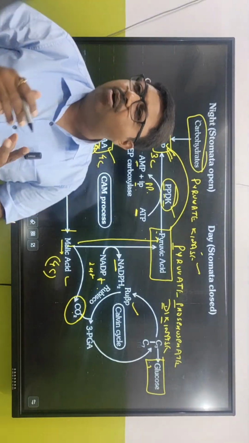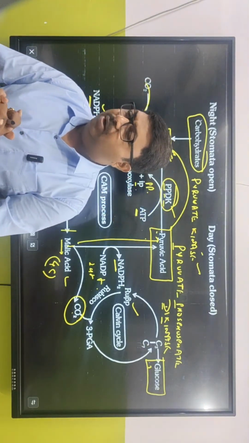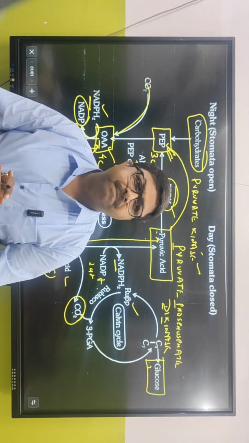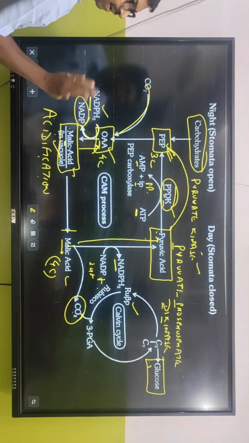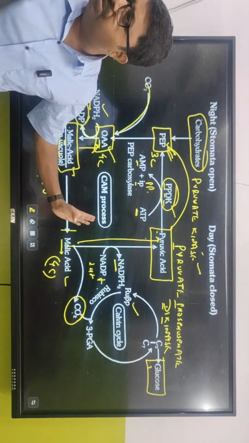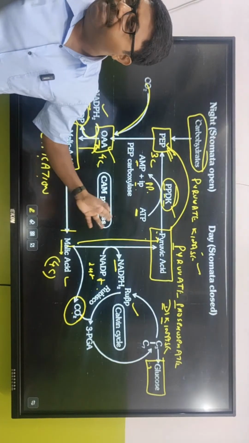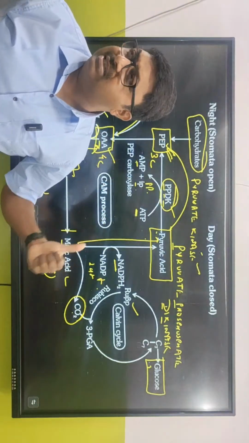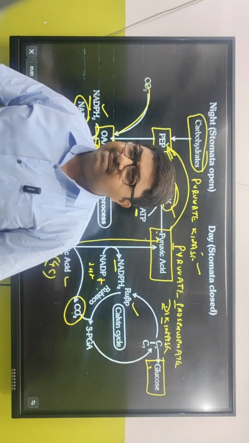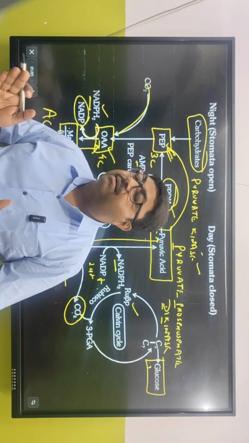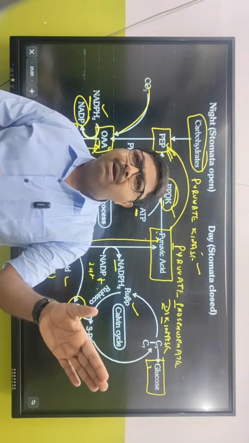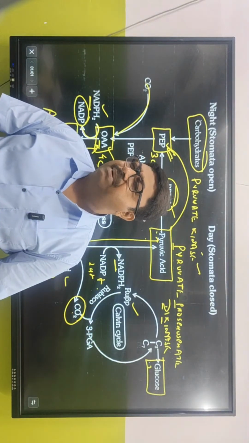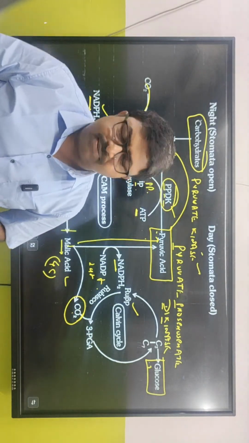Exactly this kind of cycle happens in the CAM pathway. Any difficulty understanding? Come on. Clear? Can we move ahead? Sure. So what happens during day, acidification or deacidification in xerophytic plants? During day, deacidification. But in a normal plant, what happens? Acidification occurs. Clear?